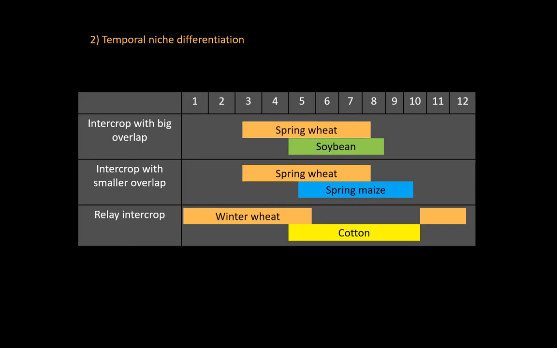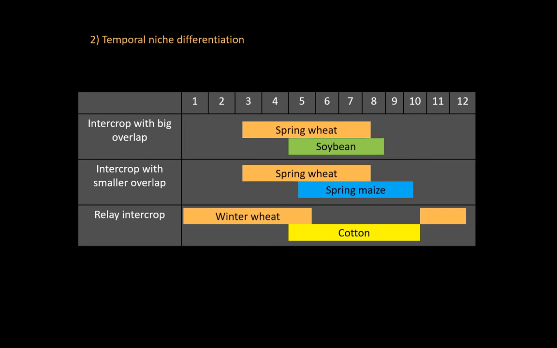Here you can see a couple of examples for different levels of temporal niche differentiation. For example, in the first example, the spring wheat-soybean intercrop, the spring wheat is sown somewhere in March and harvested in August, while soybean is sown by the end of April and harvested by the end of August. You can see that the overlap is relatively large, which means that the temporal niche differentiation is small. There's little differentiation in their temporal niches.